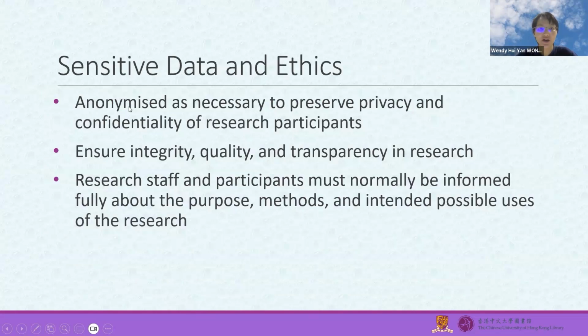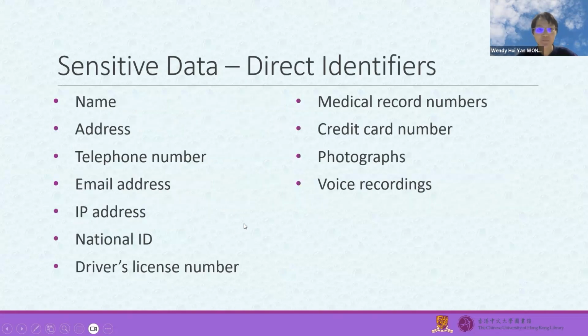Sensitive information: anonymize any sensitive information and provide it to ensure the integrity, the quality, and transparency of your research. If it involves other staff or other participants, for example, your patients, you have to tell these involved participants and staff the purpose, the methods, and the intended possible use of your research data. And they have to sign consents. They allow you to use the data, or they agree with how you process the data.